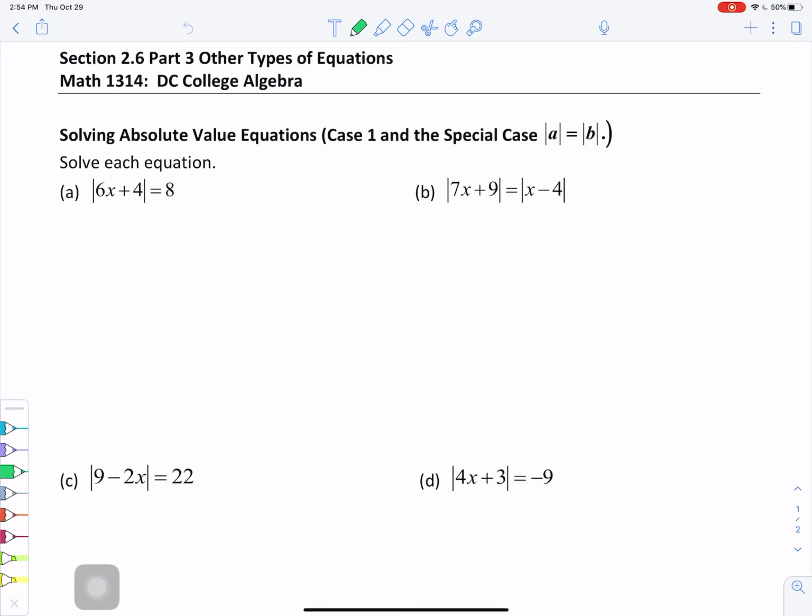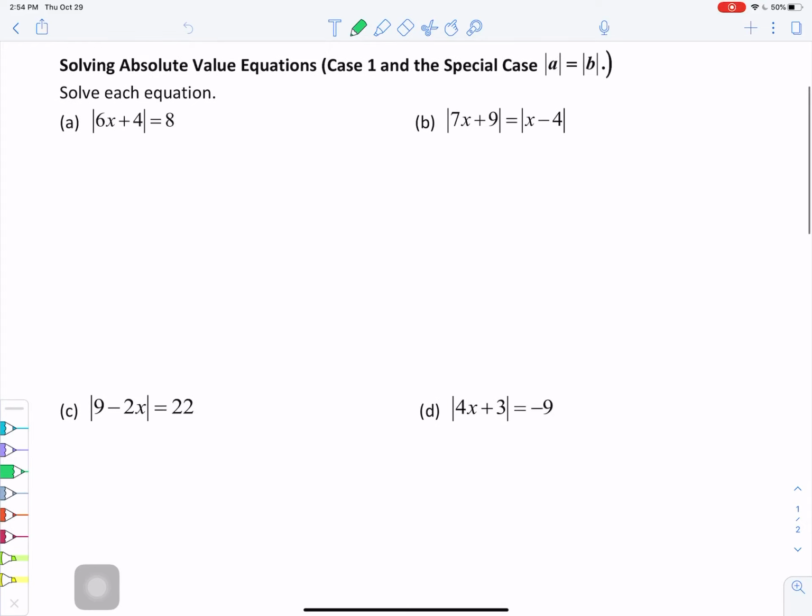This is your class lesson for section 2.3, part 3. And here we'll be solving absolute value equations. And we do have a couple special cases, so we want to make note of that.